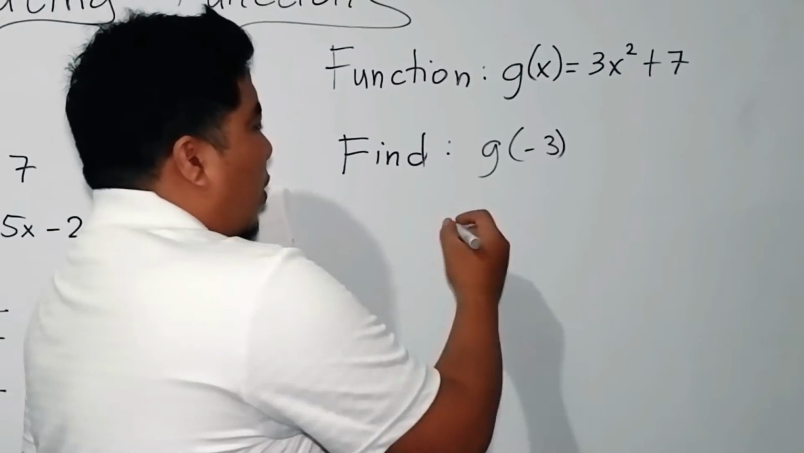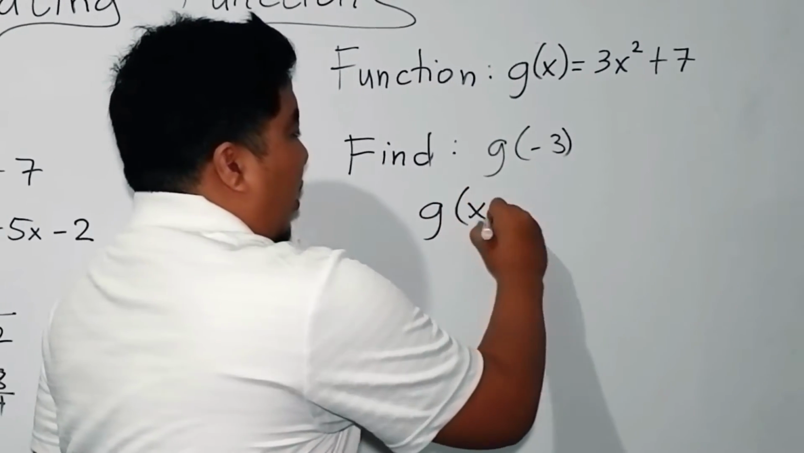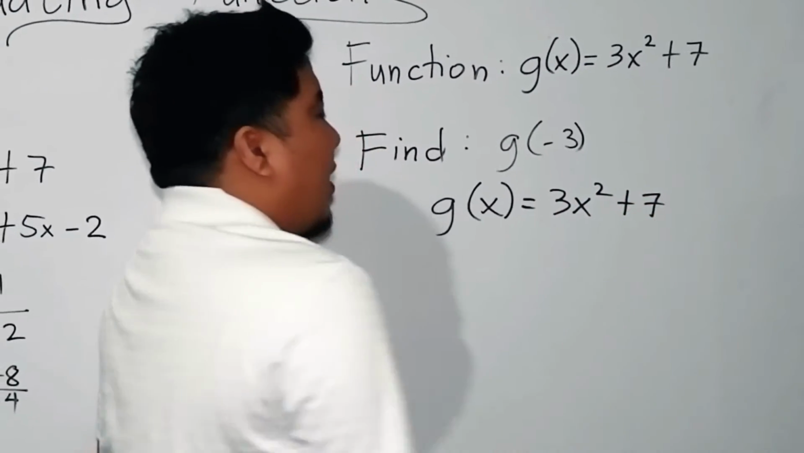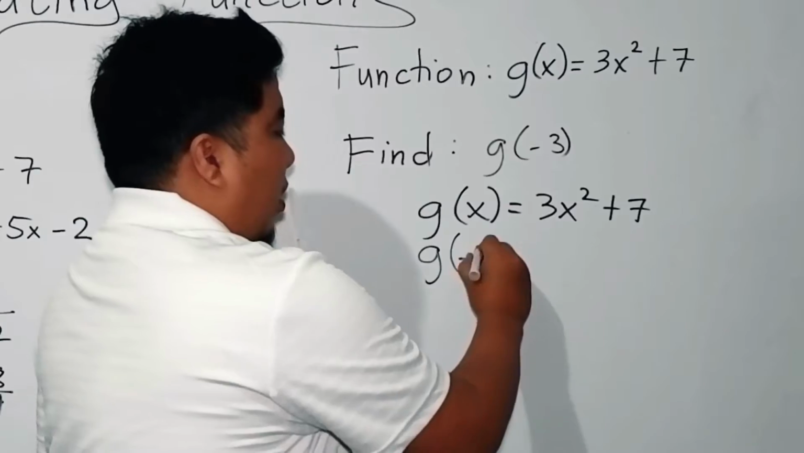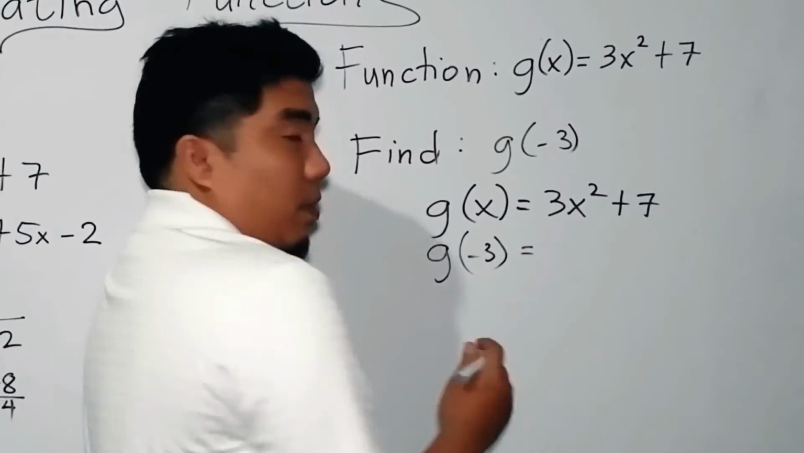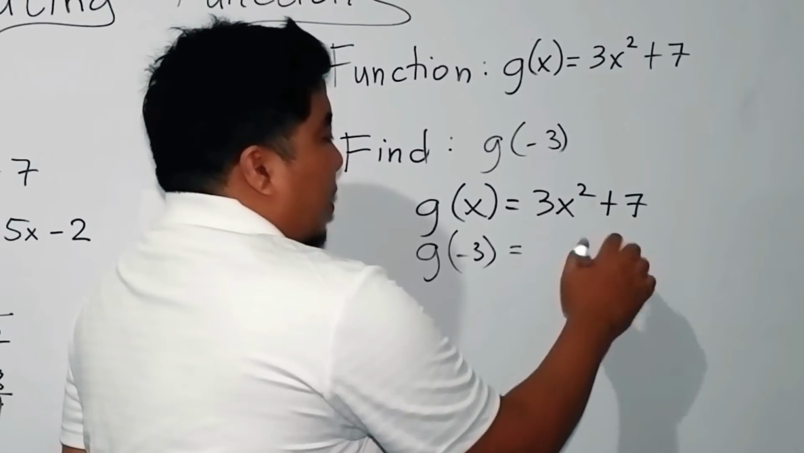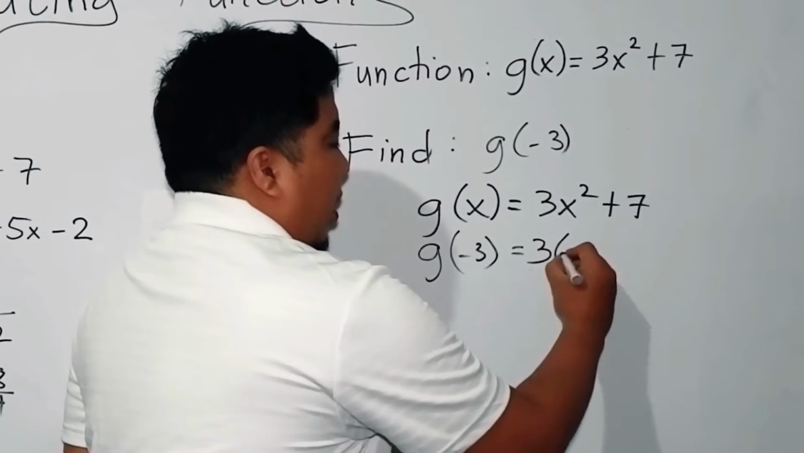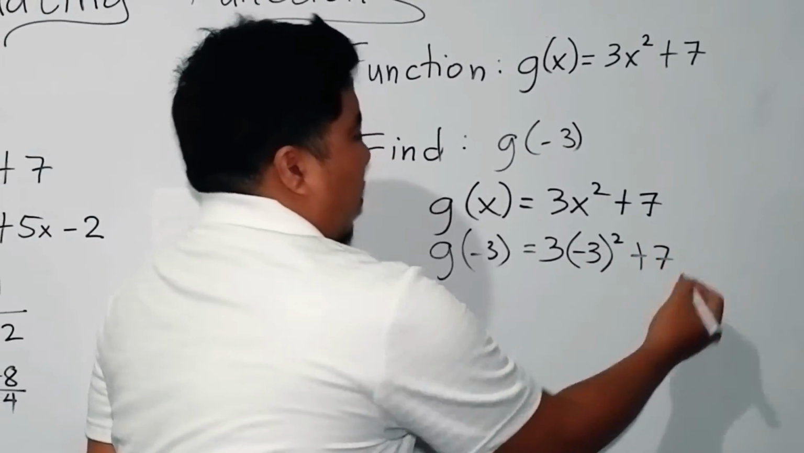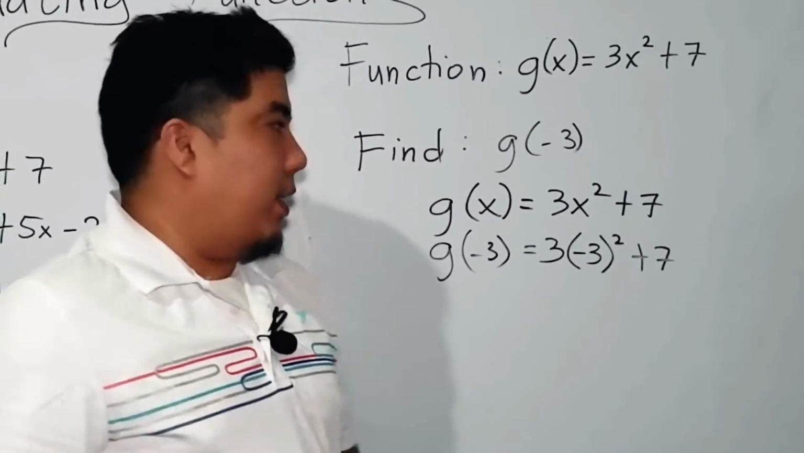Okay, so now, what we do is, first we write our original function. And then we substitute our x by negative 3. So, technically, we also substitute it into our expression here. So, that is negative 3 squared plus 7. Now, how do we simplify this?